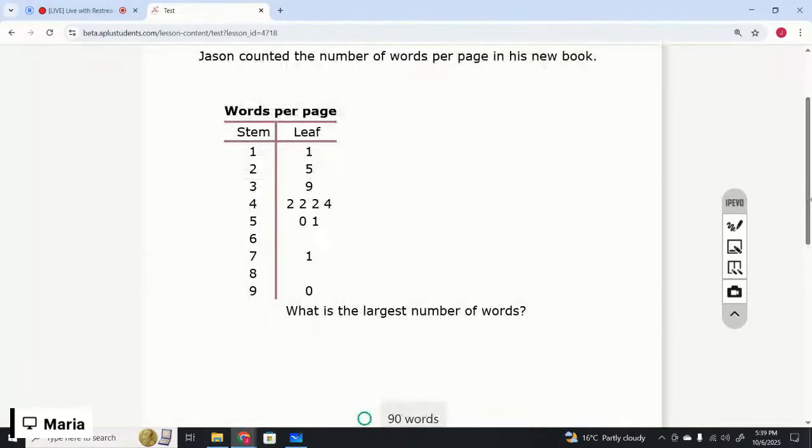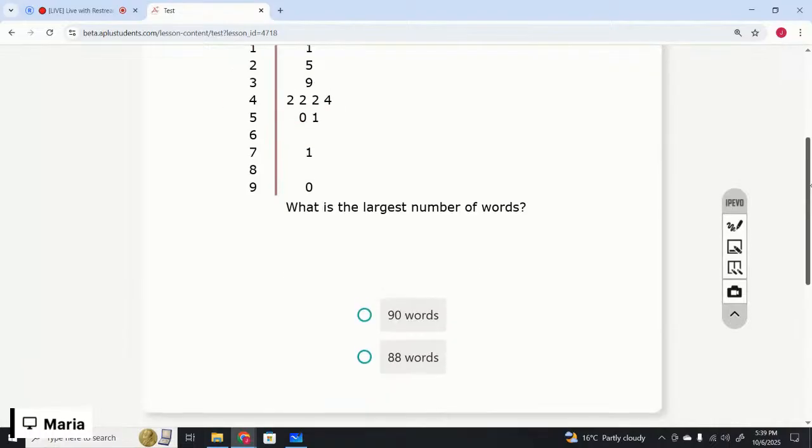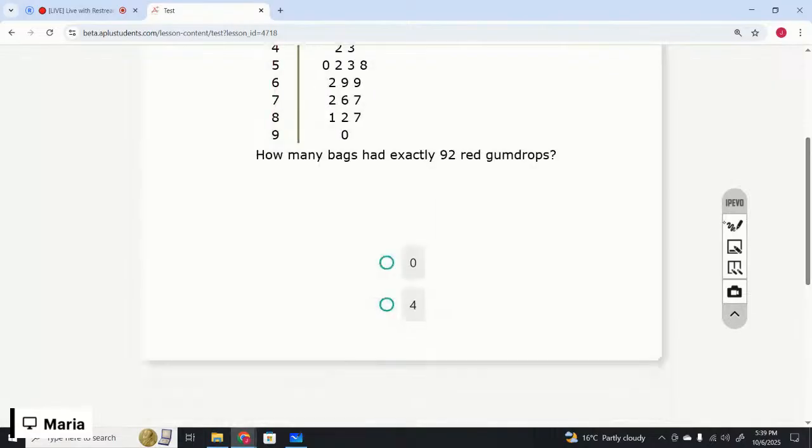Jason counted the number of words per page in his new book. What is the largest number of words? That is 90 words. Option number 1 is the correct option.